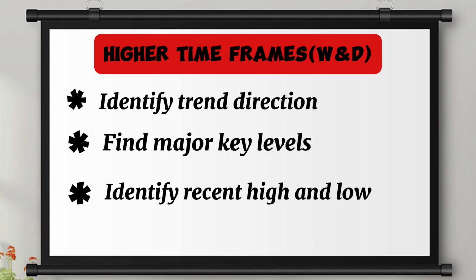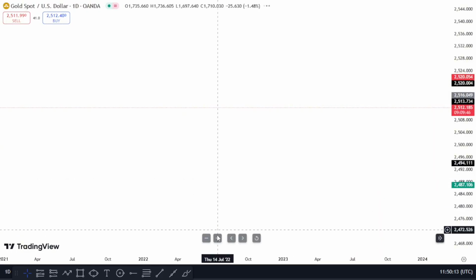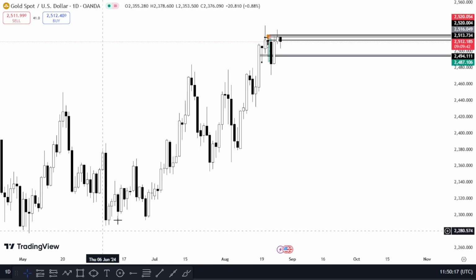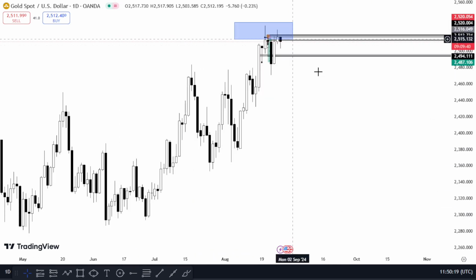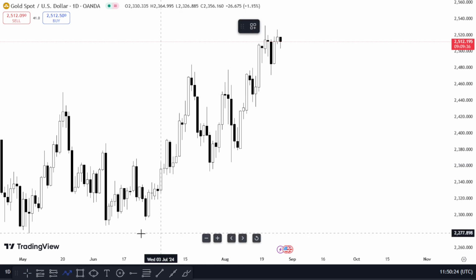The weekly time frame we use to identify the overall direction of the market, find major key levels, and identify recent swing highs and lows. So with that, now we're just going to look at the gold chart on the daily time frame. Let's look at the overall trend of this market. From the daily time frame perspective, you can see that this market is trading toward the upside.